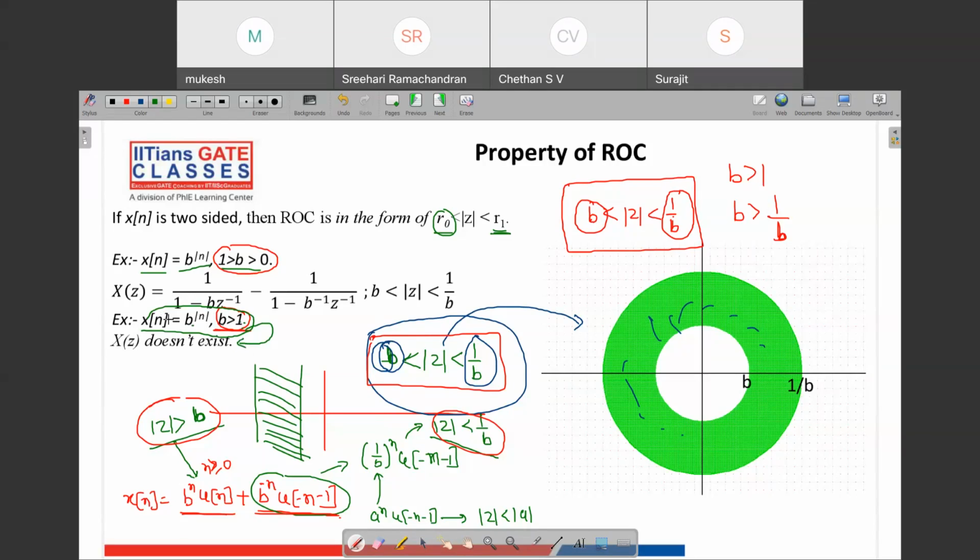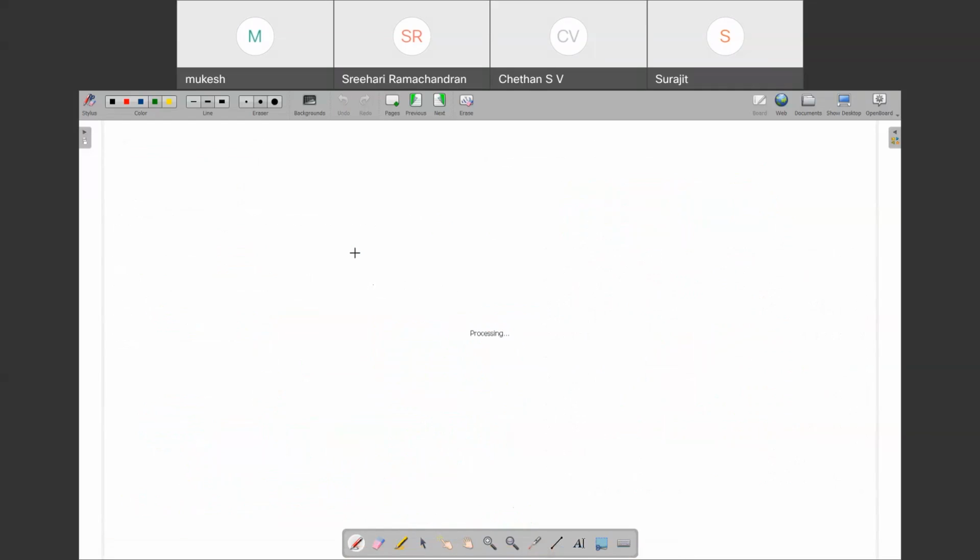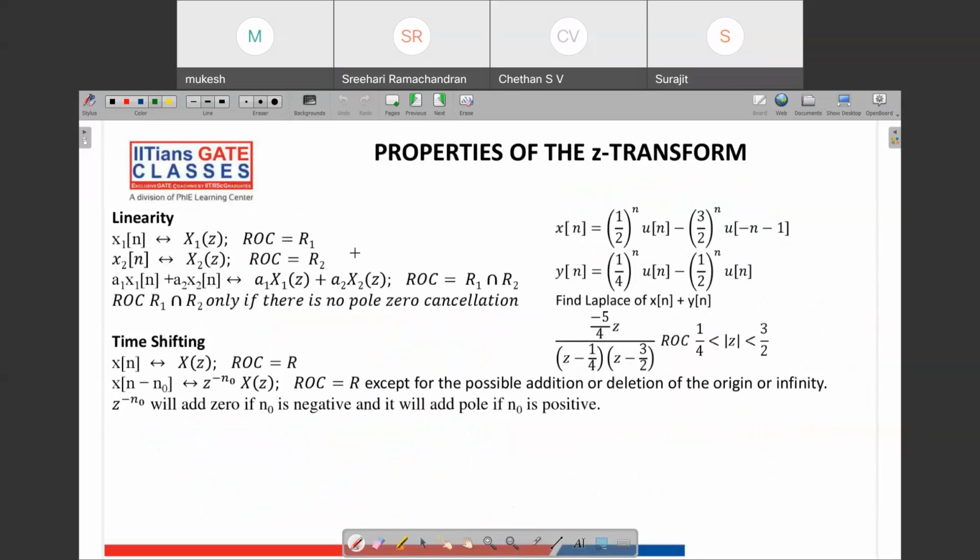Does anyone have any doubt? Okay, let me go to the next slide then. Now let's go to the properties of the Z transform. It is again very similar to what we have seen in the Laplace transform.